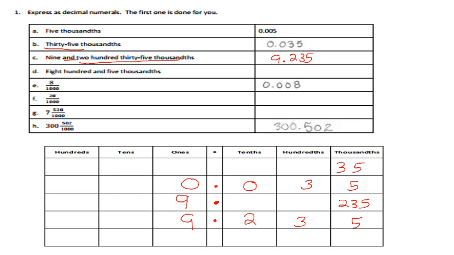235 thousandths. On D, I'll go back and erase some of these so we have some room.